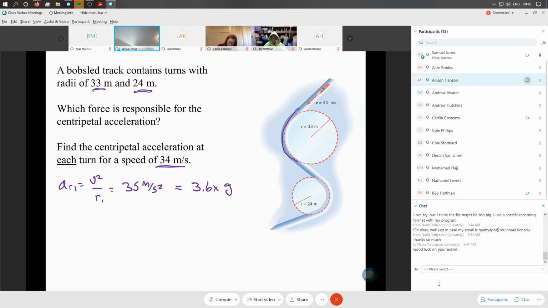Okay, let's look at the second one. Do you expect it to be greater acceleration or less acceleration for the second turn?